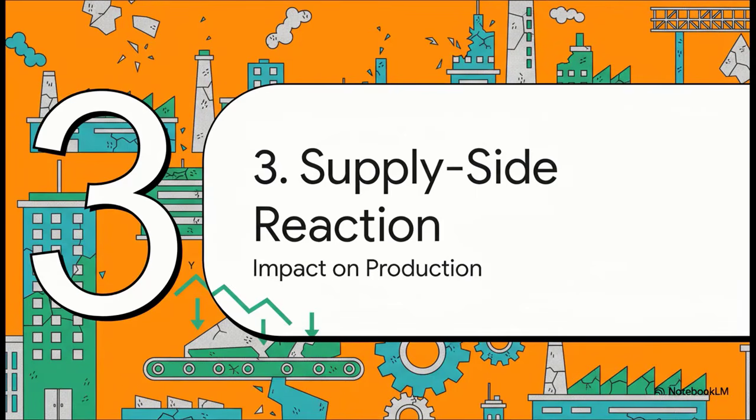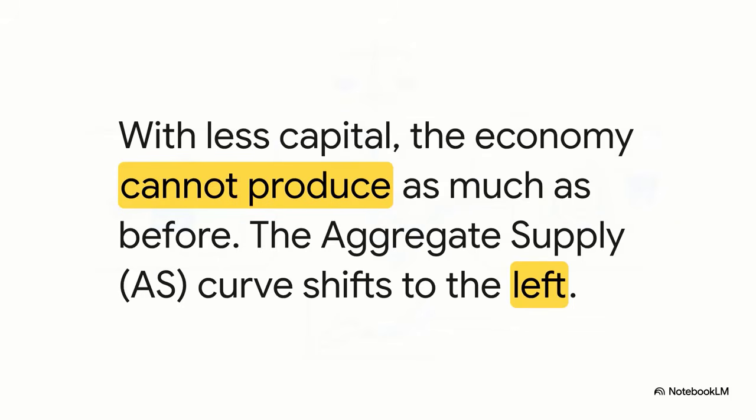So the question is, what happens next? With a huge chunk of the country's tools and infrastructure just gone, what does that do to its ability to actually produce things? Well, that brings us right to the immediate reaction on the supply side. The logic here is actually pretty straightforward, right? If you have fewer factories and fewer machines, you simply can't make as much stuff as you did before. Doesn't matter what the price is. And if you were to draw this on a graph, you'd see the whole aggregate supply curve shift inward, to the left.